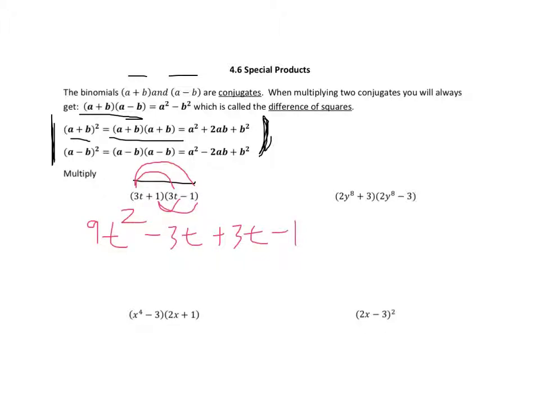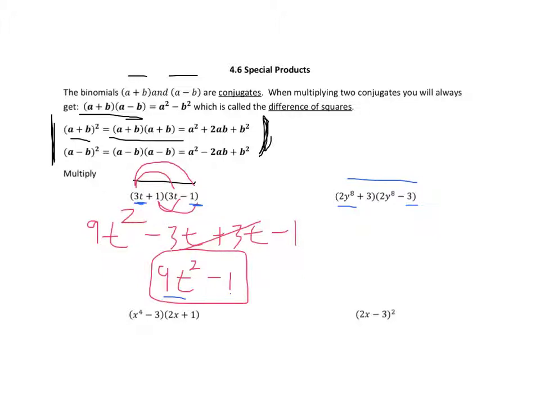Now notice, we combine like terms here. These negative 3t and 3t cancel. So we get 9t squared minus 1. Okay, so that's that one right there. Now, moving on to this next one. Once again, we have these conjugates. So it's really going to be this first thing squared minus the second thing squared. And you can see here, if we squared this 3t, we get our 9t squared. If we square the 1, we get our 1. So the difference of squares comes out of these conjugates.